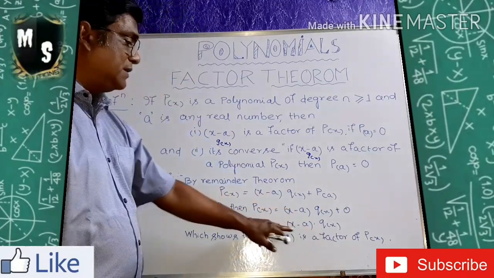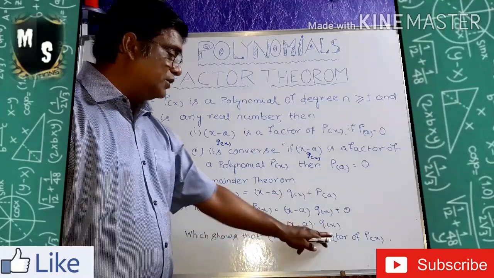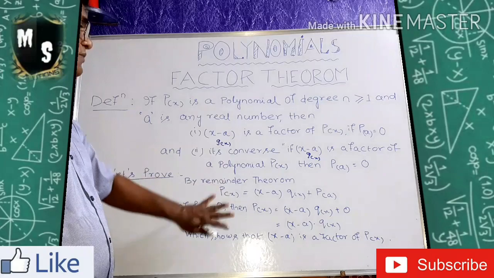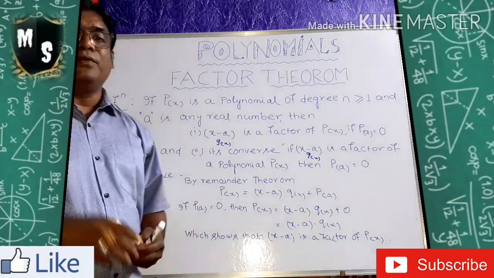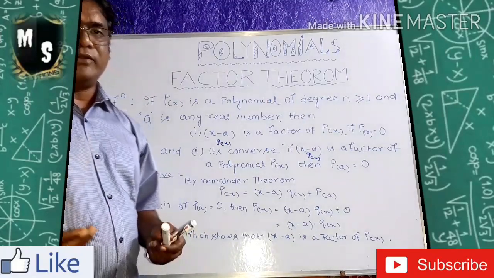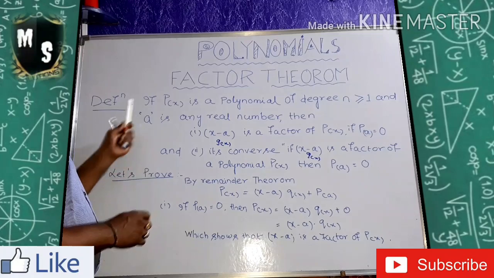Why? Because it is a multiple. This polynomial is in two factors now, this one into this one. So this is a factor of the original polynomial. This is called the factor theorem. When we do some sums about it, we will be able to know what the factor theorem says. Let's do some sums. I hope you understood this. What is the factor theorem?